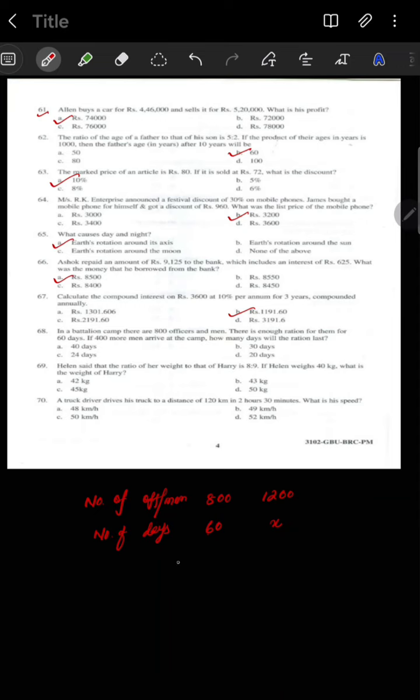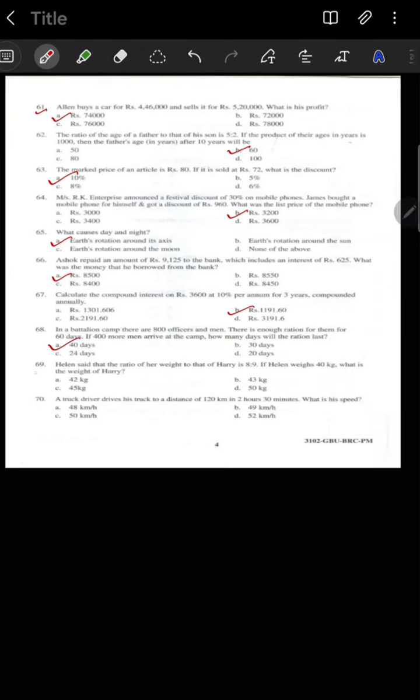So this is an inverse variation. How to solve? It is 800 into 60 equal to 1200 into x. If you simplify here, 0 and 0 cancel, then again one more 0 and 0 cancel. 6 by 12 will go 2 times, then 2 into 80 will be 40. So x is equal to 40 days. So option A is your correct option.